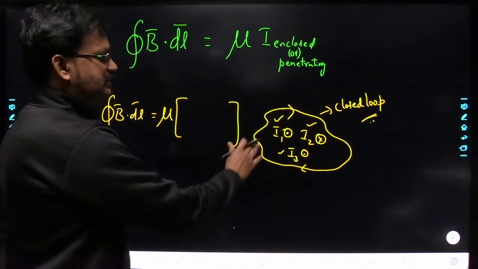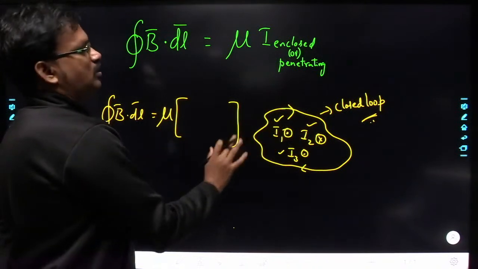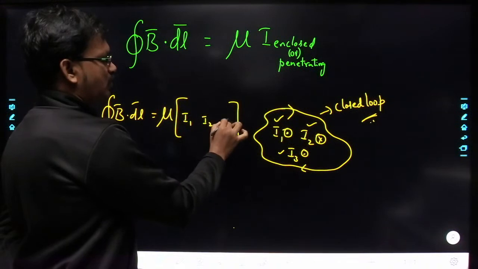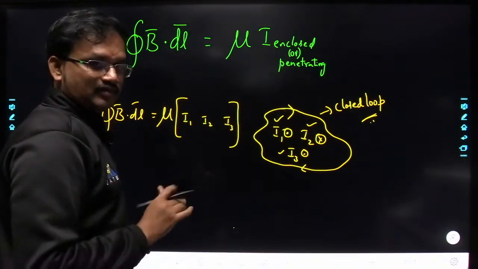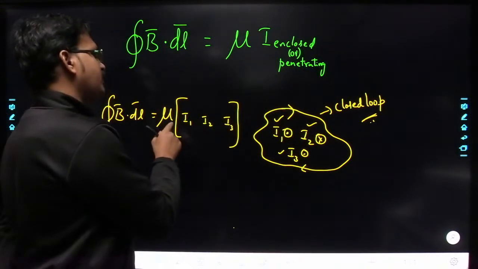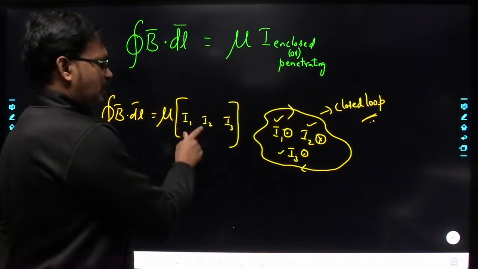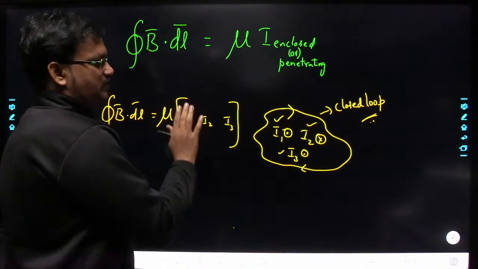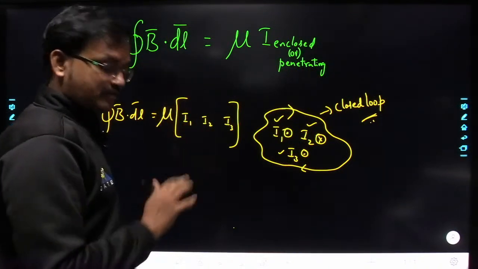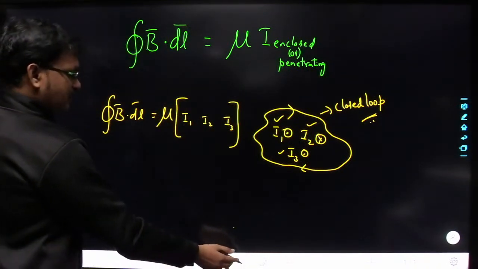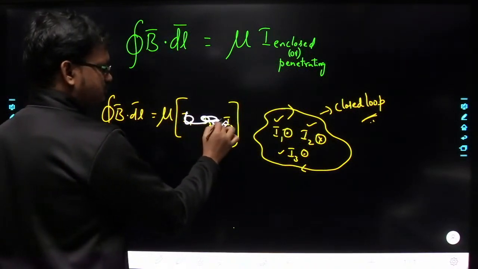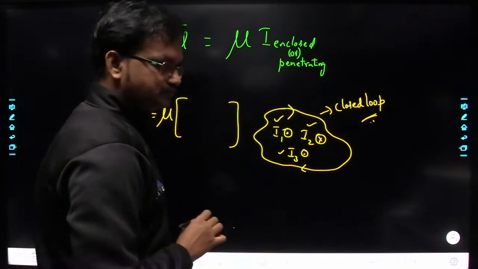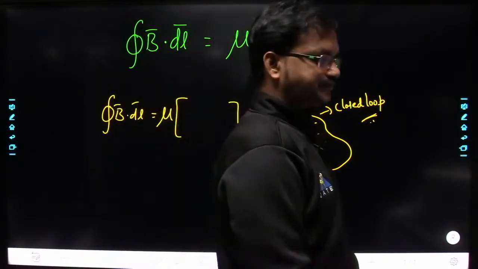We know that the currents enclosed by this loop are nothing but I1, I2, I3. What I am asking here is, do you have to put plus I1 or minus I1, and here plus I2 or minus I2, and here whether plus I3 or minus I3? That's what I am asking, right? Tell me here.